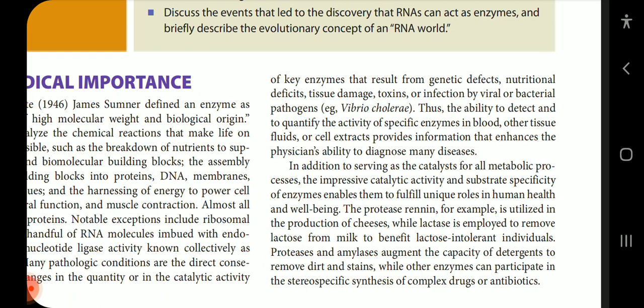In addition to serving as the catalyst for all metabolic processes, the impressive catalytic activity and substrate specificity of enzymes enables them to fulfill unique roles in human health and well-being. The protease renin, for example, is utilized in the production of cheeses, while lactase is employed to remove lactose from milk to benefit lactose intolerant individuals. Proteases and amylases augment the capacity of detergents to remove dirt and stains, while other enzymes can participate in the stereospecific synthesis of complex drugs or antibiotics.